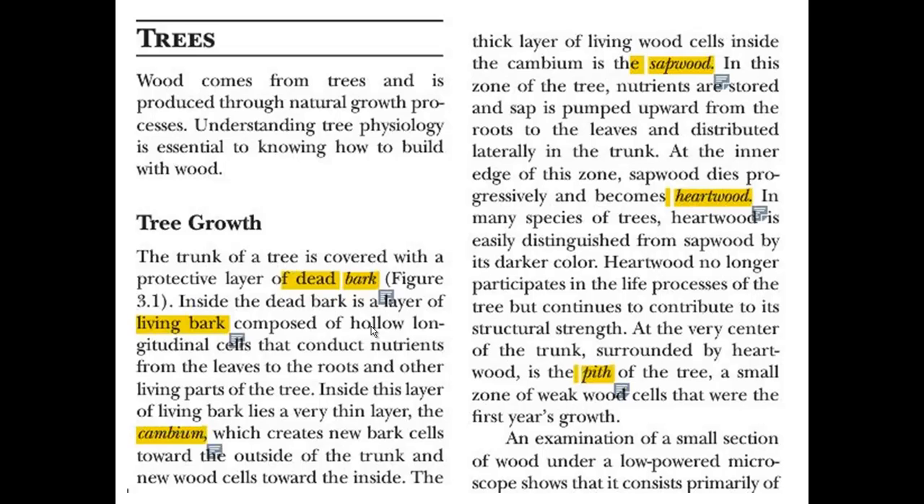Most of the stuff you've heard before in your biology classes. The outside protective layer is the bark, and inside the dead bark is a layer of living bark called the cambium. And all that material is what brings the nutrients to the trees. The thick layer of living wood cells inside the cambium is the sapwood, and that's where the nutrients are stored. The energy is stored in there, and then in the center, of course, we've got the heartwood. At the very center of the trunk, surrounded by heartwood, is the pith of the tree, a small, weak zone of wood cells that were the first year's growth.